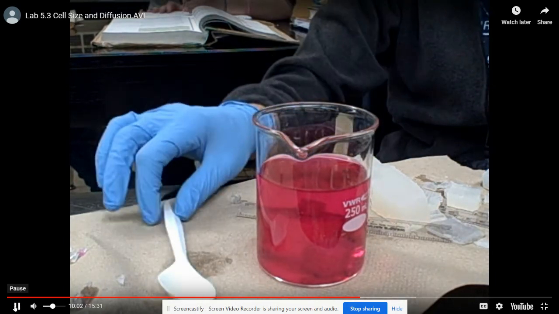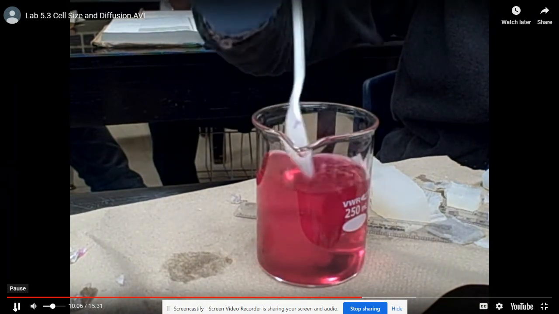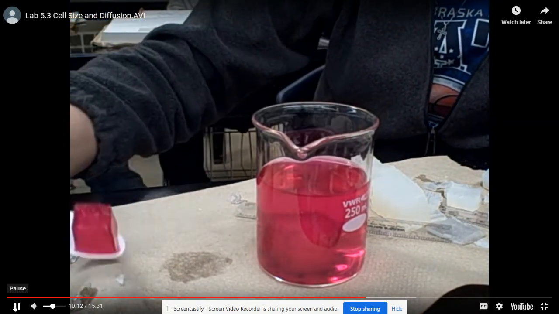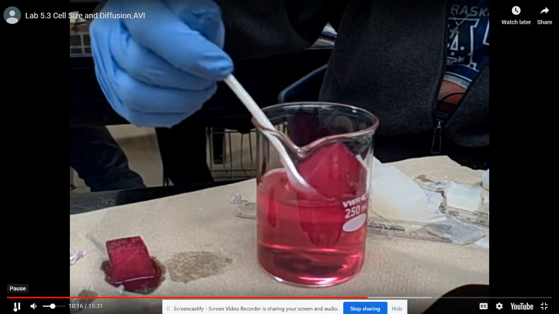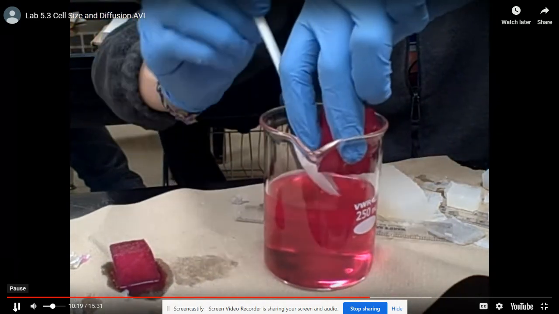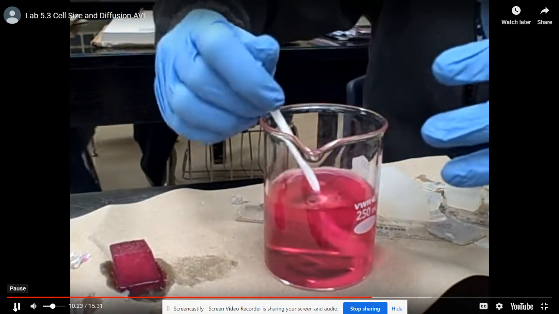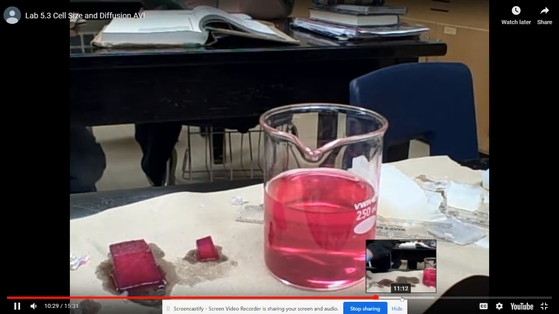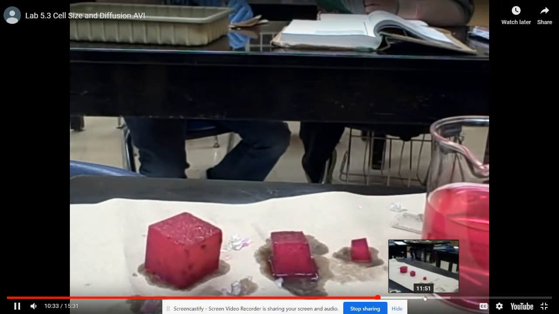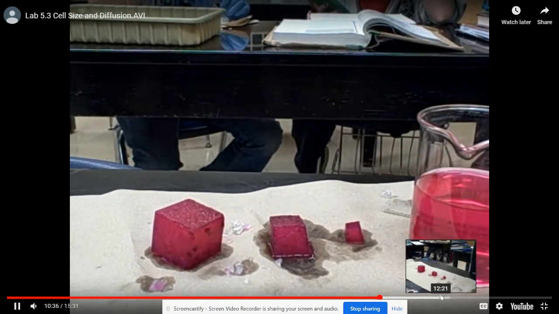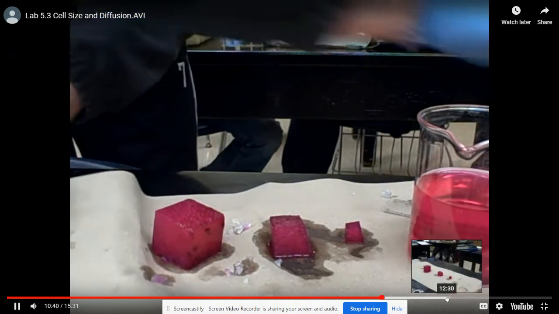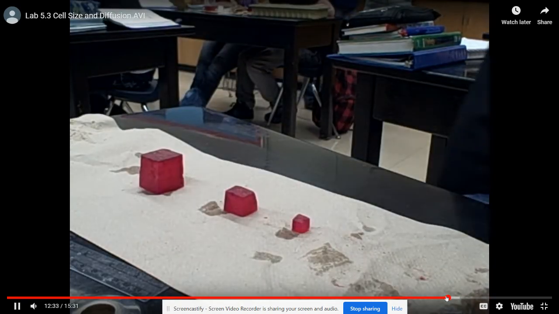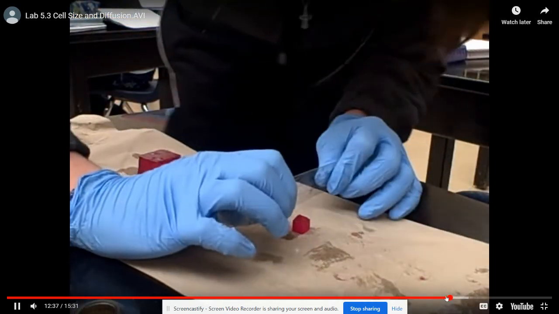So now they're going to take them out. Okay, now we have to take the cubes out and pat them dry. Oh, I see on her shirt they're from Nebraska. Okay, then she spends like 5 minutes drying them off. Not even exaggerating. Still drying, still drying. Okay, then she finally goes in. And what they're going to do is cut them in half. They're going to open them up to see how much diffusion has occurred.